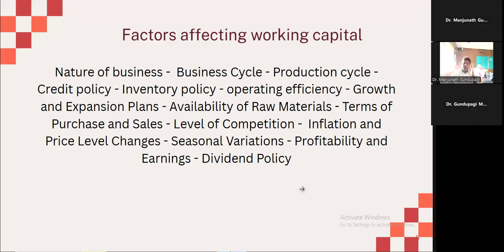So the last and the most important factor is the dividend policy. Suppose the firms have a liberal dividend policy, those companies retain less profit, leaving fewer internal funds for working capital. Firms that retain more earnings may have more internal funds available to finance working capital.